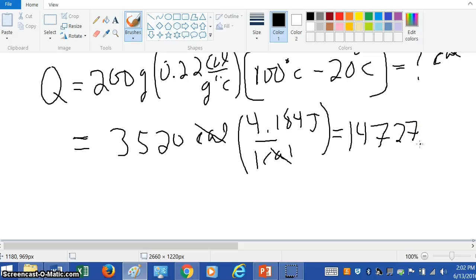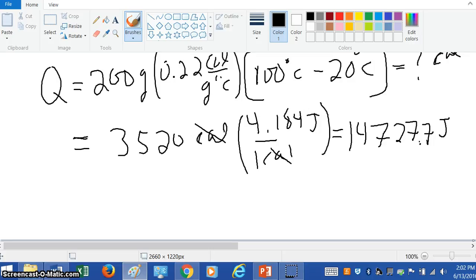I'm going to just call it 0.7. Okay, and that of course is joules. Joules of energy, just like the mechanical energy that we've been talking about. So there's an example.